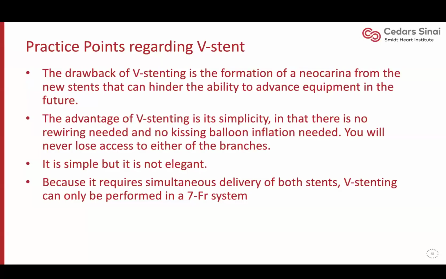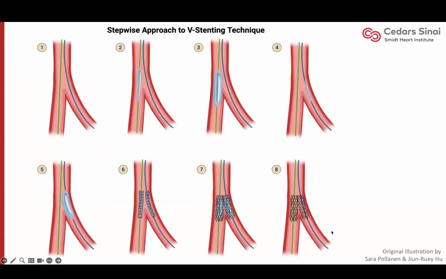Because it requires simultaneous delivery of both stents, V-stenting can only be performed in a 7 French system. V-stenting should be used, I shouldn't say should, V-stenting is permitted to be used in Medina 011 bifurcations, i.e. bifurcations with disease in the distal main branch and side branch, with no significant disease in the proximal main vessel.